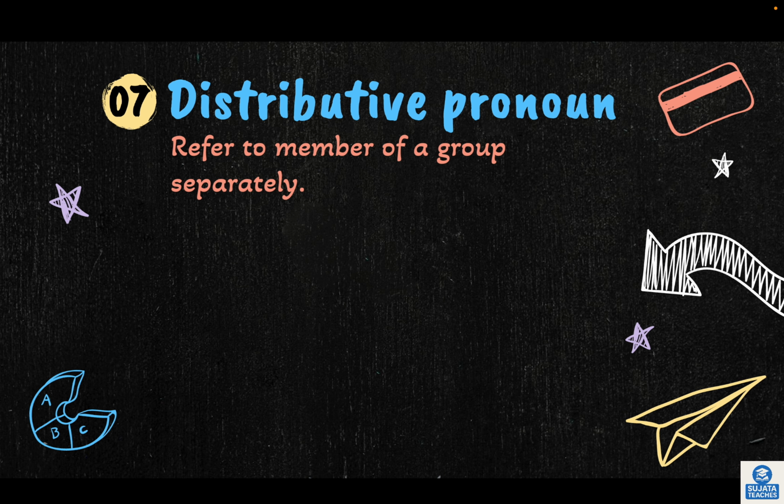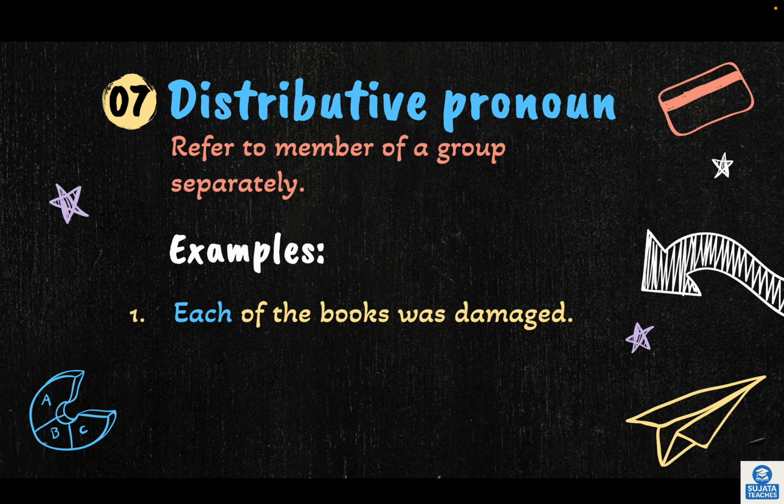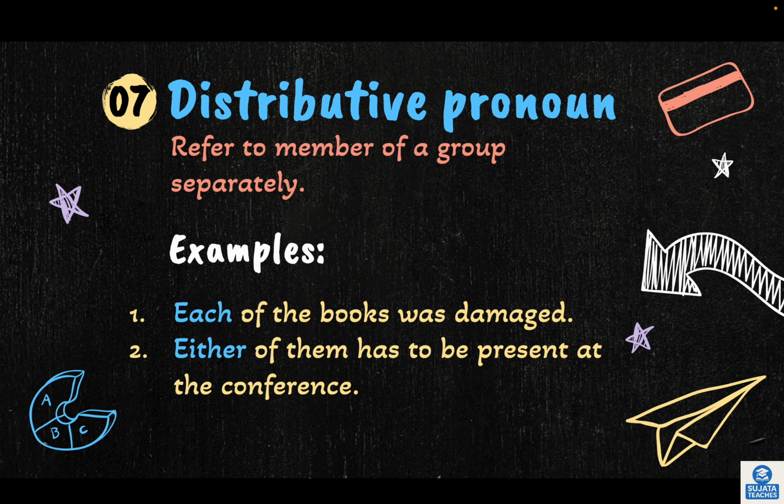Distributive pronoun refers to a member of a group separately. Examples: each of these books was damaged. So here in distributive pronoun the word each is distributive as they are always singular and they are followed by a singular verb. Either of them has to be present at the conference. So here the word either is a distributive pronoun.